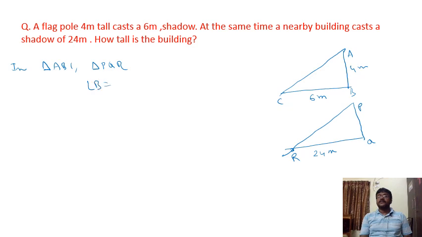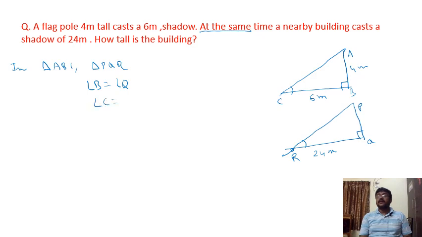Angle at B is equal to angle at Q. They are equal because, whether it is a flagpole or a building, it stands upwards at a right angle. And at the same time, the angle of incidence is also the same, because he has used the words "at the same time". So the angle of incidence is also the same.